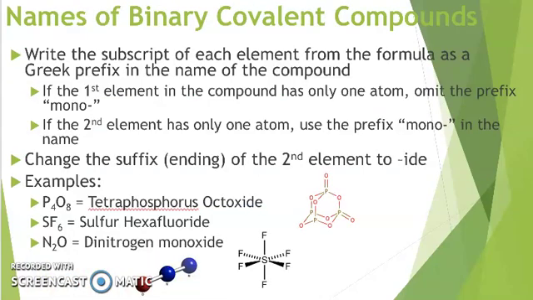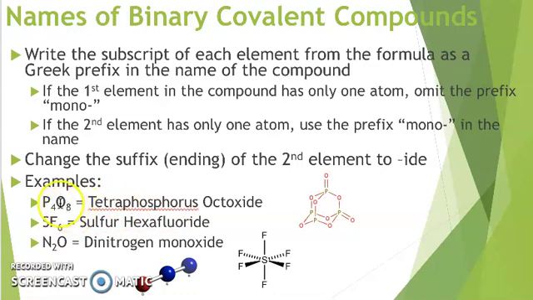Now when you're naming them, you're going to do the exact same thing but flip it backwards. There's a couple more steps just based on the rules, but the key thing here is just to put the prefix and leave it as is when in doubt. So write the subscript of each element from the formula as a Greek prefix in the name of the compound. So the only thing we have to worry about is I just look at the formula here. I have 4 phosphoruses. 4 is tetra, so I have tetraphosphorus.